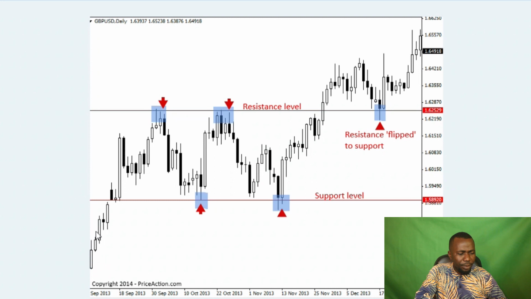So look clearly now, you see that the price was heading up, right? And then got to this point and reversed. So this point now becomes a resistance level, and then price started heading down. So then the price got to this point, right? And then reversed and started heading up. So this point where the price reverses becomes a support level. So take note of that, right?